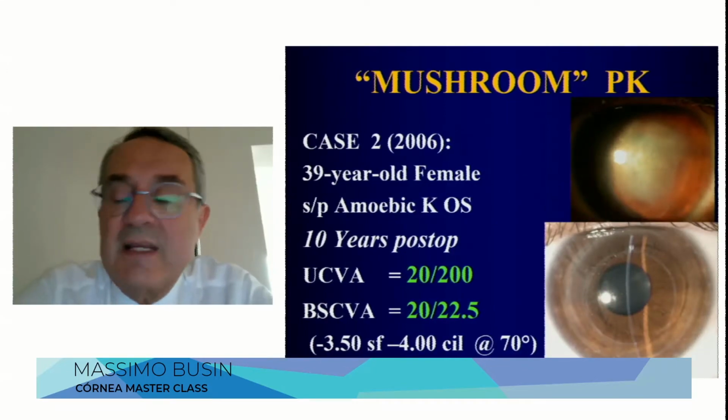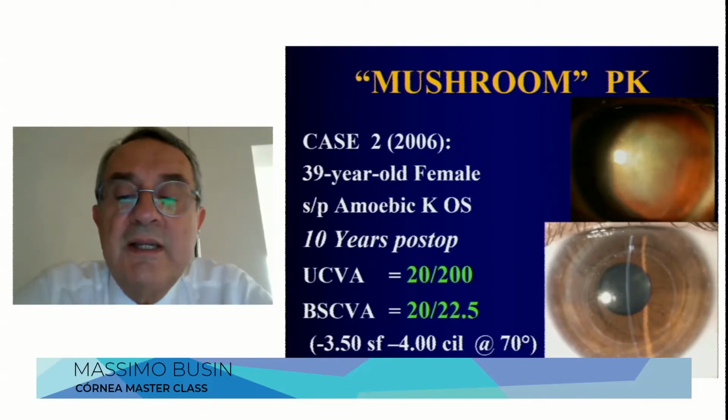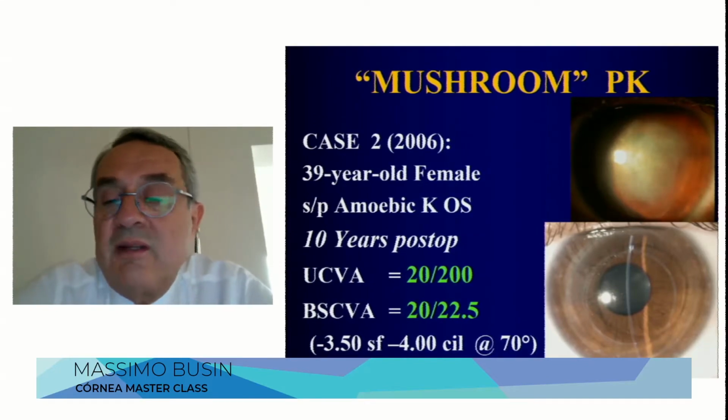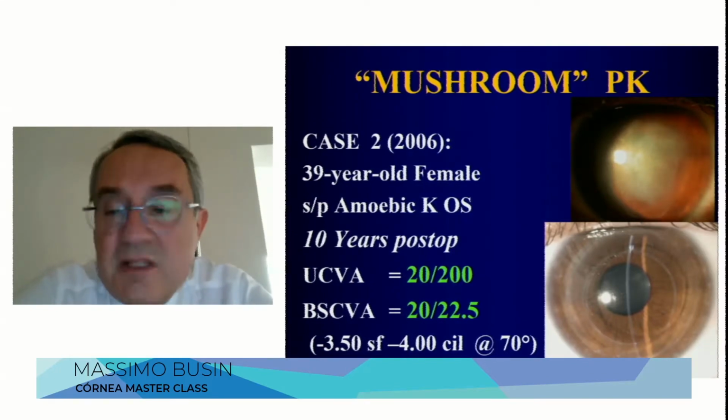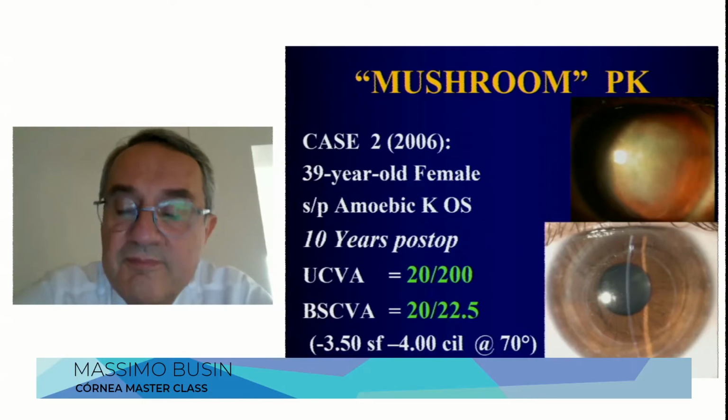This is a patient that had instead amoeba. The amoebic infection was healed. She sees 0.9. We wrote 20/22.5. Again, with a tolerable cylinder, and this is 10 years after surgery. Notice the cornea was totally vascularized, and you can hardly see the vessels.